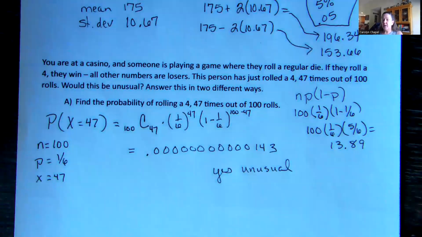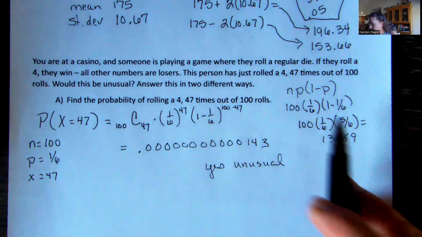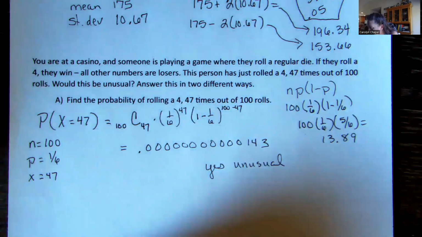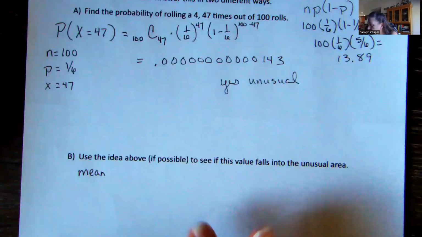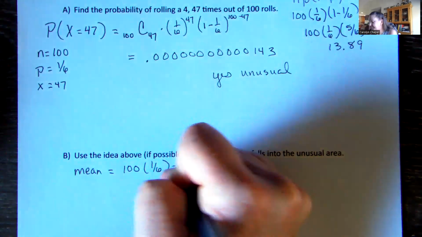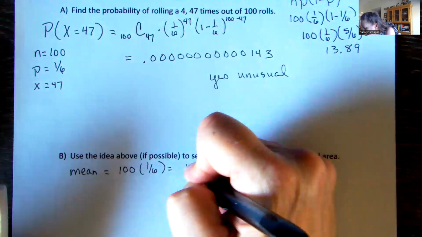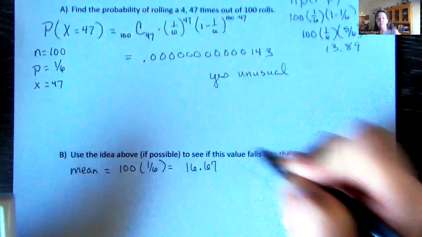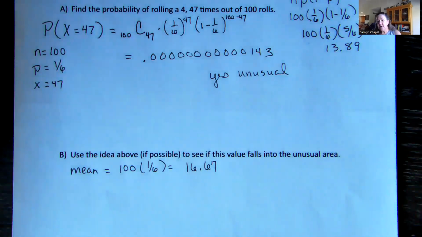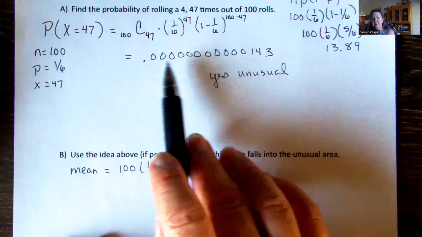If you think about it, your n times p, your mean, is your 100 times the 1/6. Your average would be about 16.67, two decimals. Okay, that's our mean. So that's what we would expect to happen. We had it happen 47 times. But what we need to know is whether that is unusual, and we calculated it.